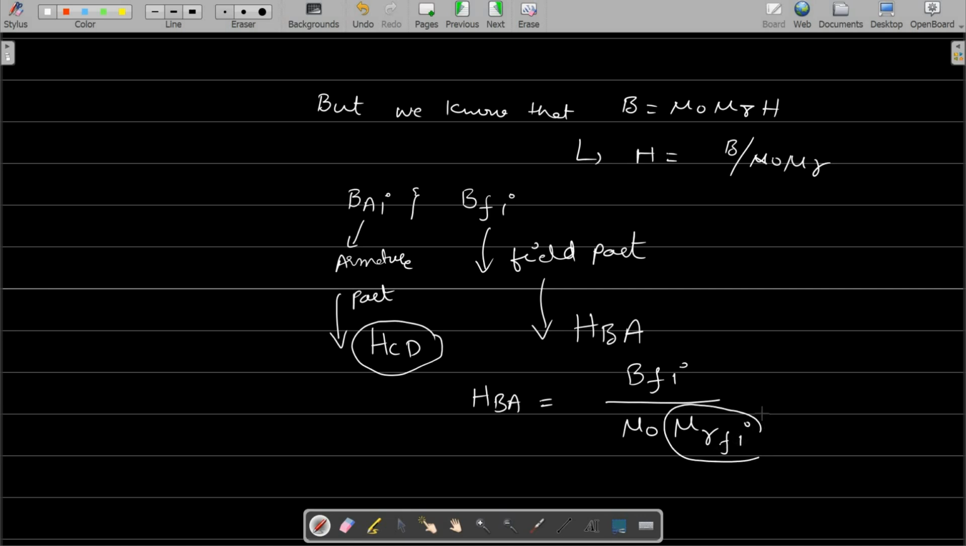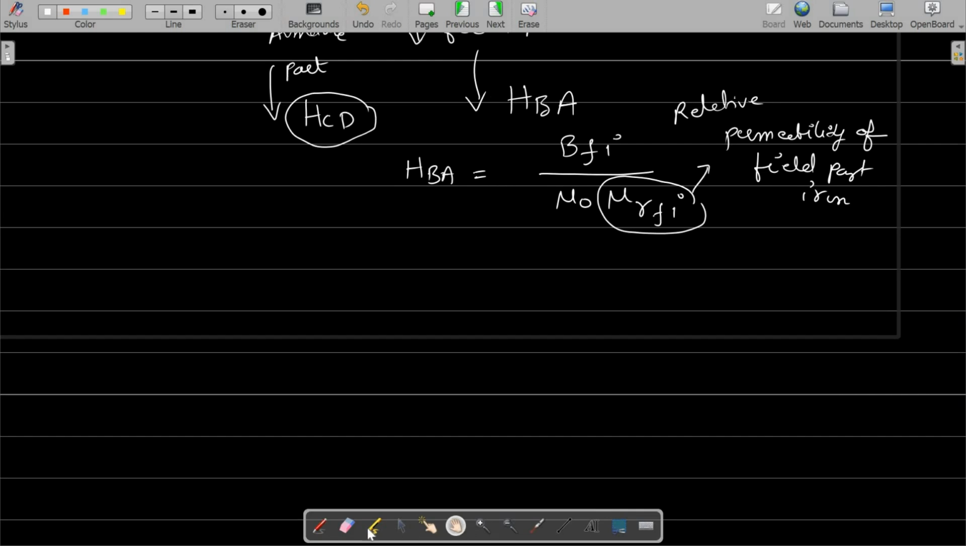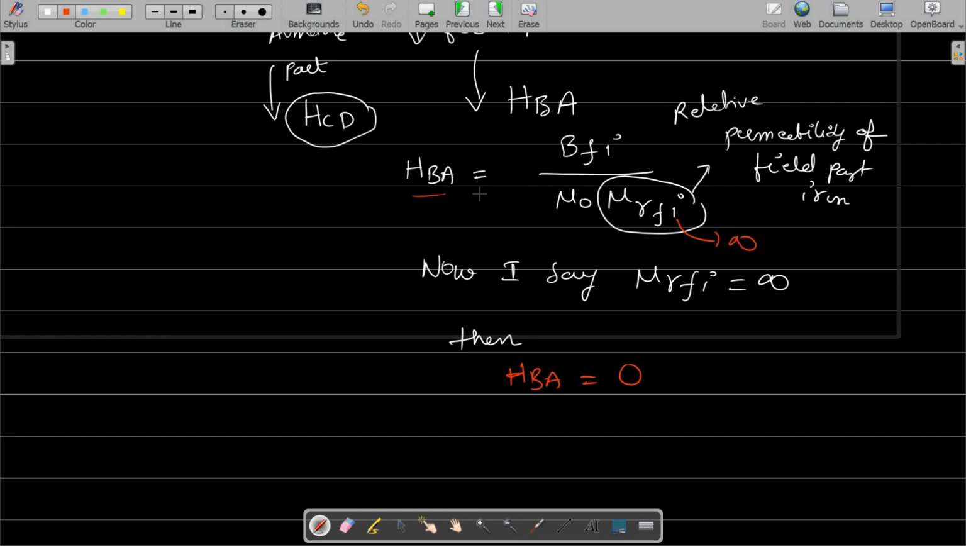This is the permeability of the field part iron, which is nothing but the relative permeability. Now I say this mu r Fi is equal to infinity, an infinitely large permeability. Then this HBA will be equal to 0, because this is infinity, so this tends to 0.